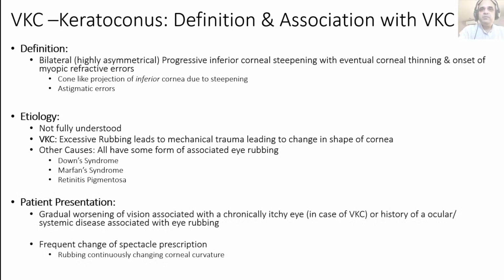So how would a patient of keratoconus present, especially in a setting of VKC? Well, it'll be of worsening vision associated with a chronically itchy eye, or any form of eye rubbing if it's associated with an ocular systemic disease. Ocular disease, retinitis pigmentosa, systemic diseases, Down syndrome, Marfan syndrome. And the other hint that you get is if the patient is already wearing spectacles because of totally unrelated to VKC refractive error, that refractive error's prescription will rapidly change because the corneal curvature is changing. By rapid, I mean frequent changes. For example, rather than once or twice a year, 3, 4, or 5 times a year.